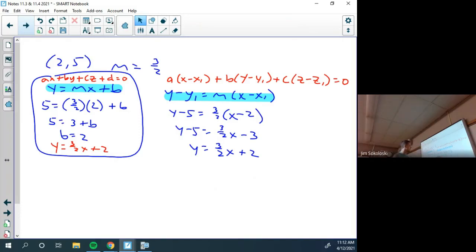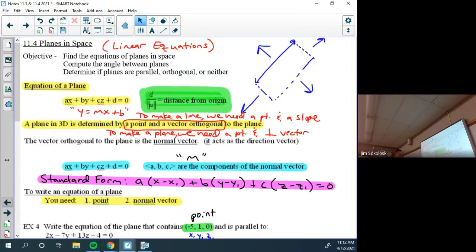So on this same general idea, right underneath where I write in red, to make a line, we need a point and a slope. A plane in 3D is determined by a point and a vector orthogonal to the plane. So underneath that, to make a plane, we need a point and a perpendicular vector. So just like to make a line, you need a point and a slope, to make a plane, you need a point and a perpendicular vector, our plane slope, right?